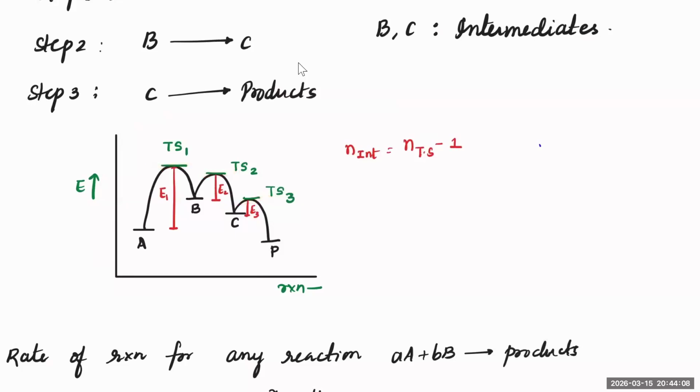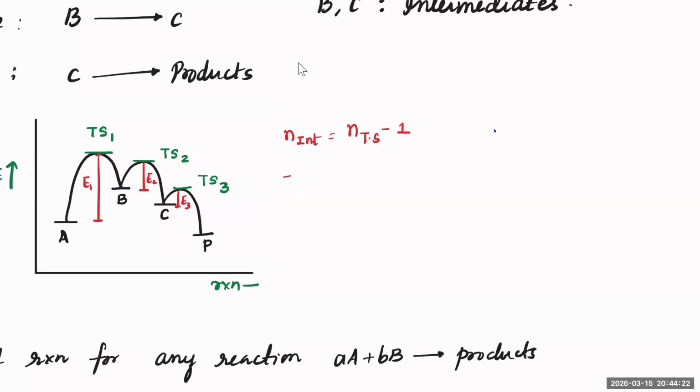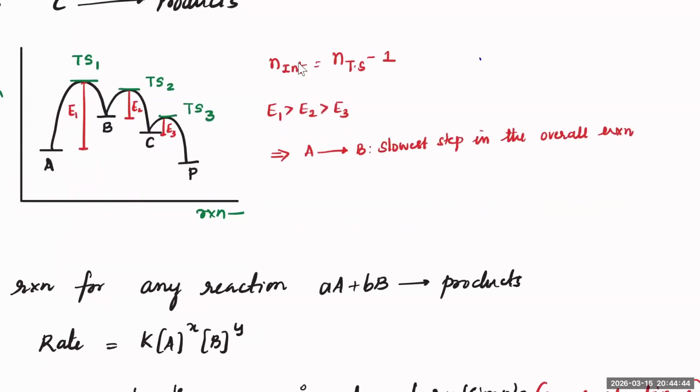Now, every time there is a transition state, that means there is an activation energy associated with it. So this TS1 will have an activation energy E1. This has activation energy E2. This has activation energy E3. Suppose I give you that E1 is greater than E2 is greater than E3, correct? That implies step A to B is the slowest step in the overall reaction. And remember, the slowest step in the overall reaction is what we call the rate determining step, which we call RDS.